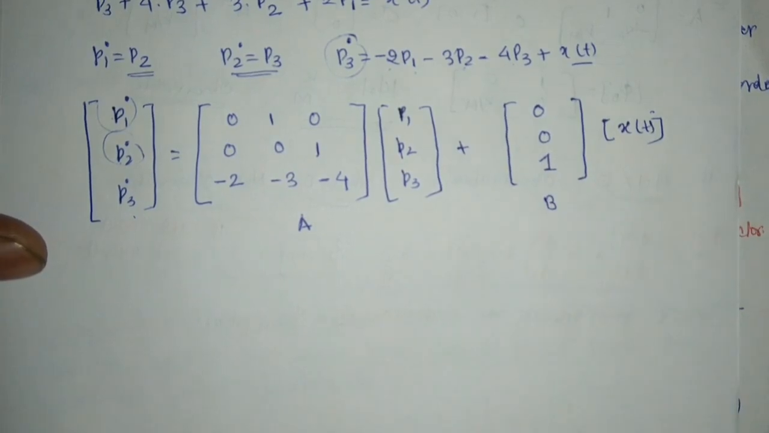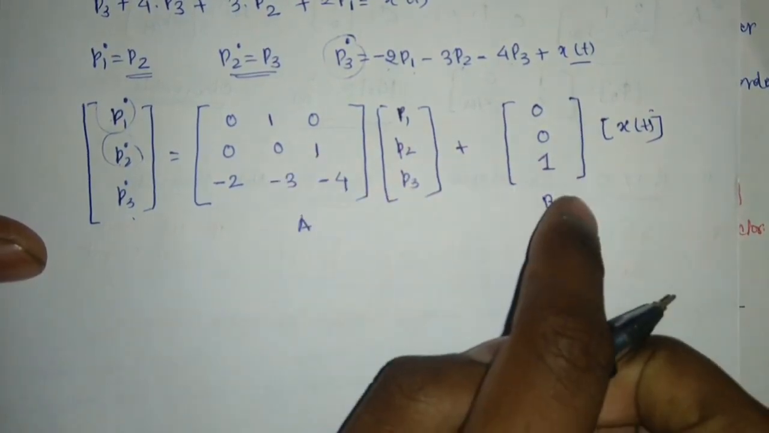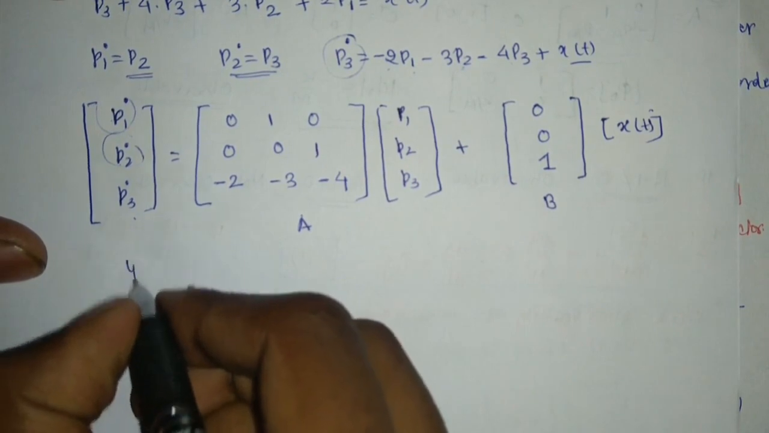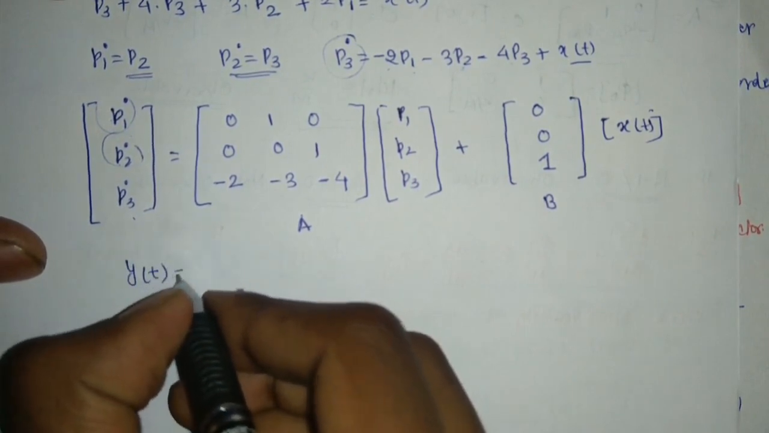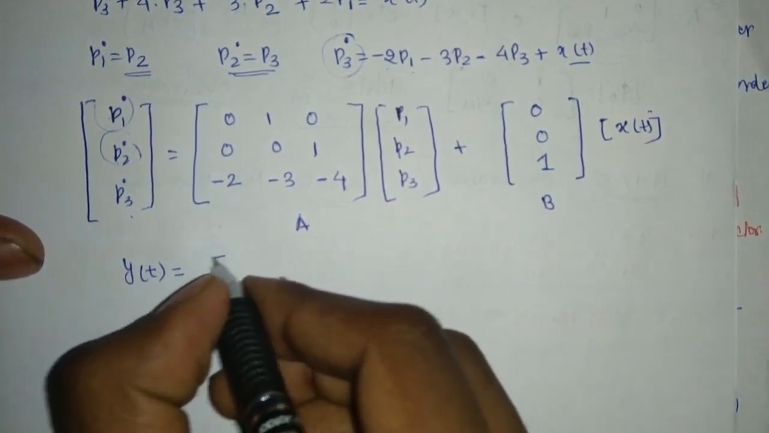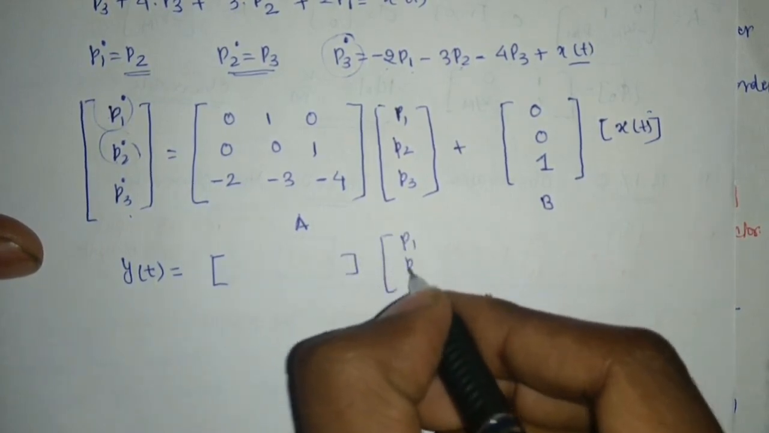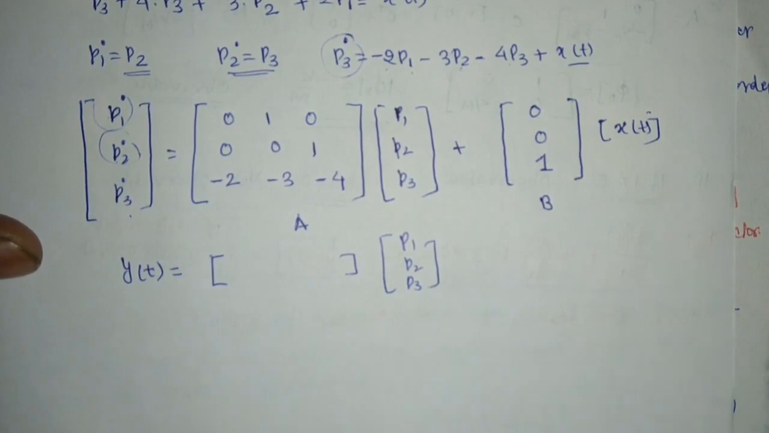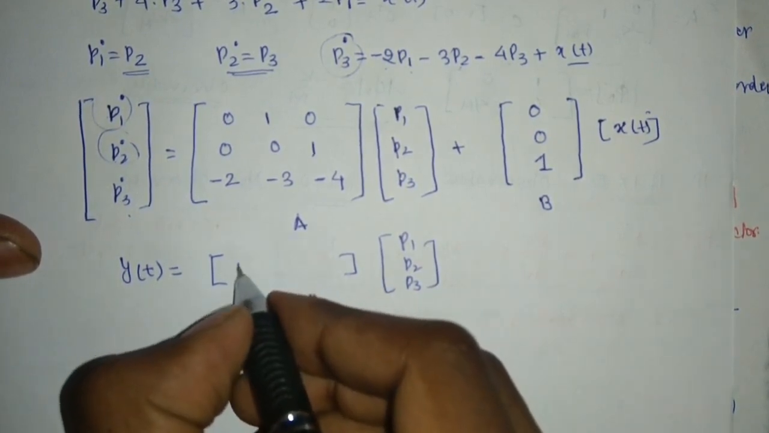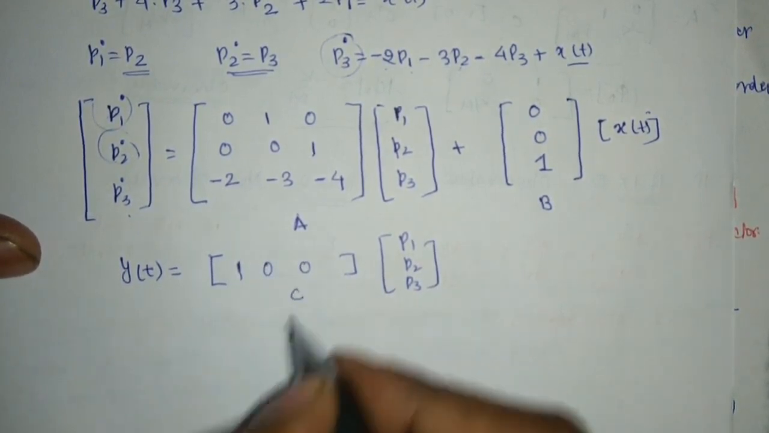Okay, so I have calculated matrix A, I have calculated matrix B, and I need to calculate the matrix C also. For that I write yt, which is equal to our output. We need to calculate the matrix in terms of P1, P2 and P3 only. So what will be these values? They will become 1, 0 and 0. So this is my C matrix.